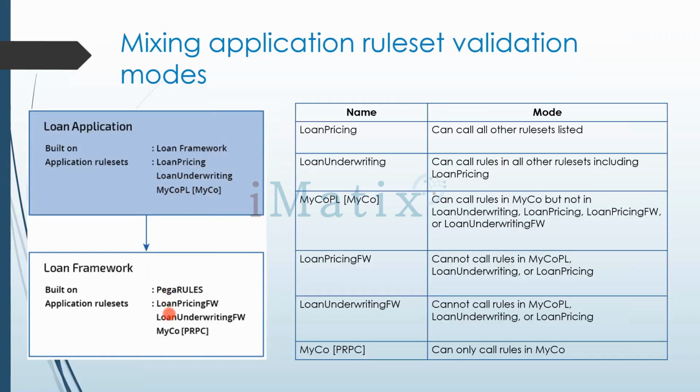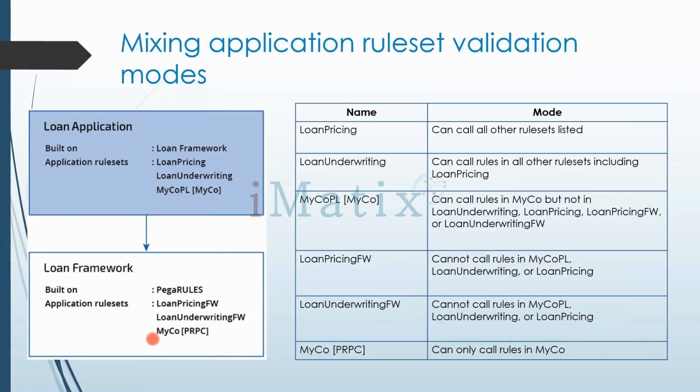Perfect. And what about loan pricing FAV? It can access from loan framework only, the PEGA rules and loan underwriting changes. Perfect. Yes, only those listed on this stack will be accessible. The ones above the stack, the loan application, are not accessible. Perfect, and the same applies for your loan underwriting FAV also, because again it's on the same AV mode.